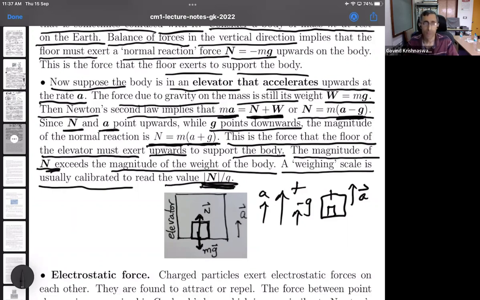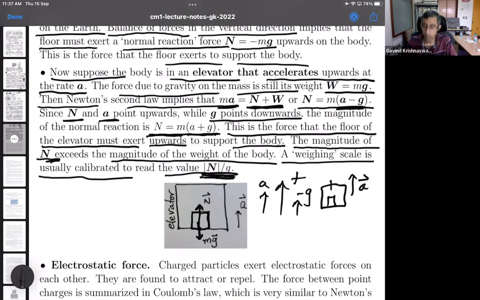And this is something we are familiar with. When we go up in an elevator, we feel that the floor is exerting a force on us which is more than what we would feel when the elevator is at rest or uniformly moving also. So that is one more example of Newton's second law.